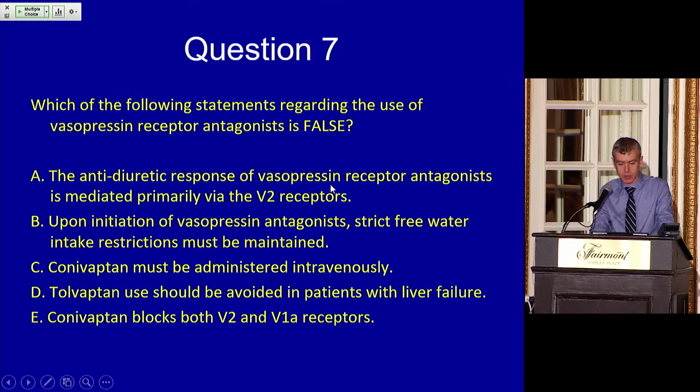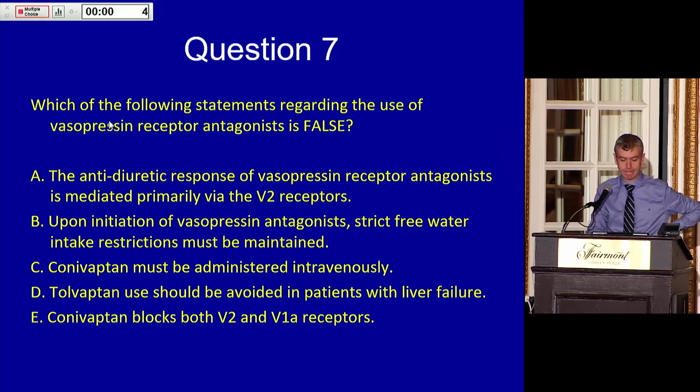Okay, so question 7. Which of the following statements regarding the use of vasopressin receptor antagonists is false? The antidiuretic response of vasopressin receptor antagonists is mediated primarily via the V2 receptors. Upon initiation of vasopressin antagonists, strict free water intake restrictions must be maintained. Conivaptan must be administered intravenously. Tolvaptan use should be avoided in patients with liver failure. Conivaptan blocks both V2 and V1A receptors. So which of those statements is false?